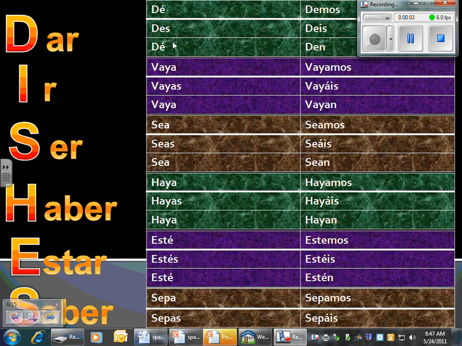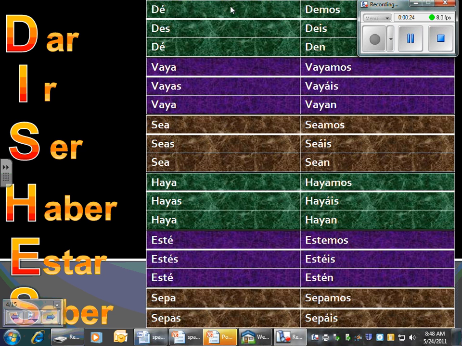Subjuntivo. Here we go. Irregular forms include these verbs: dar, ir, ser, haber, estar, and saber. In all these verbs, they have a constant core. For dar, this includes d plus a, amos, as, n. Accent marks are placed over the yo form and the él, ella, usted form, but not the vosotros form.